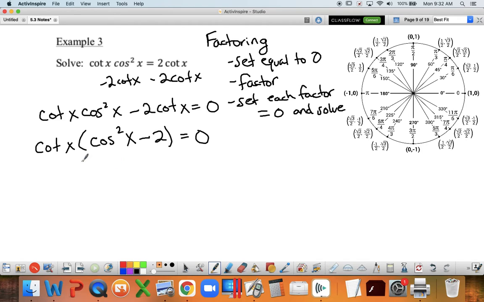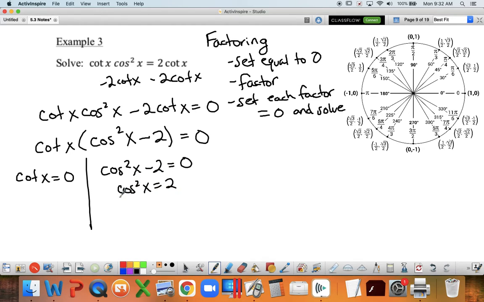I'm now going to set each of my factors equal to 0. So I get cotangent x equals 0, and then I get cosine squared x minus 2 equals 0, which is cosine squared x equal to 2, square root. I get the cosine of x is equal to positive or negative square root of 2.